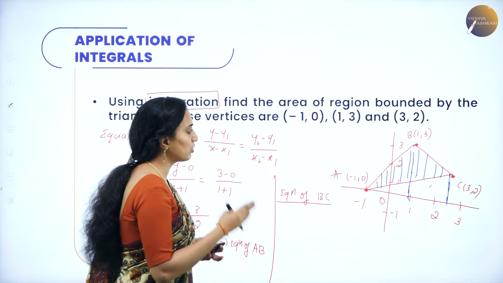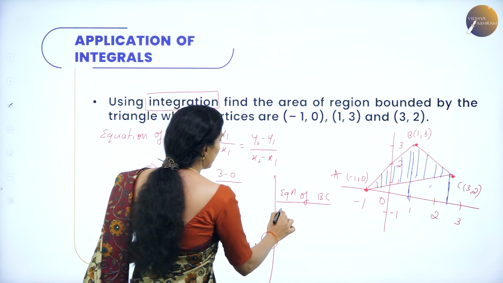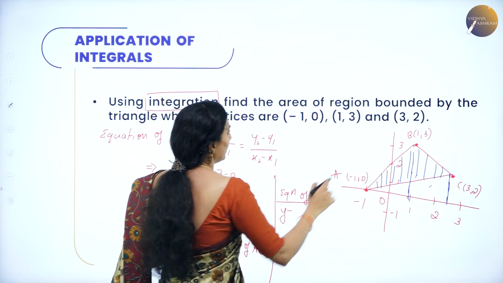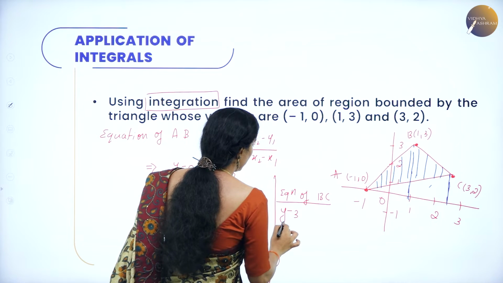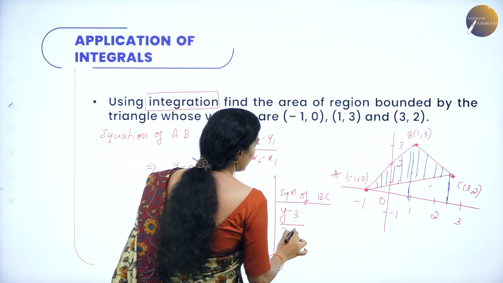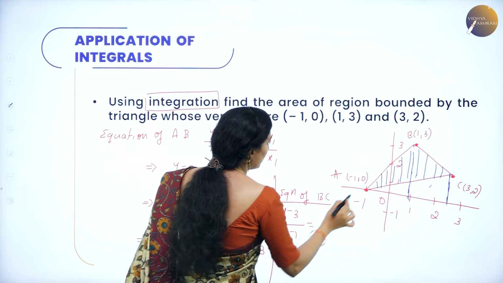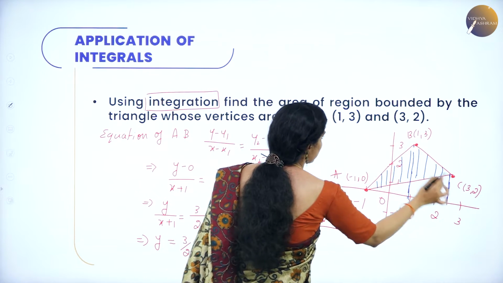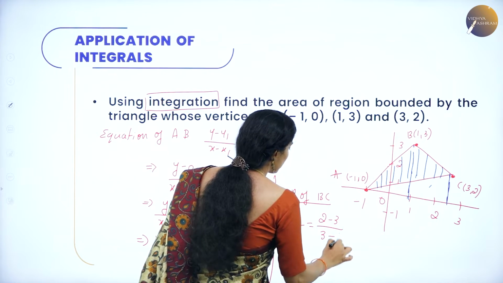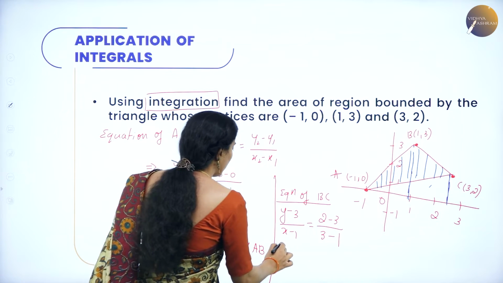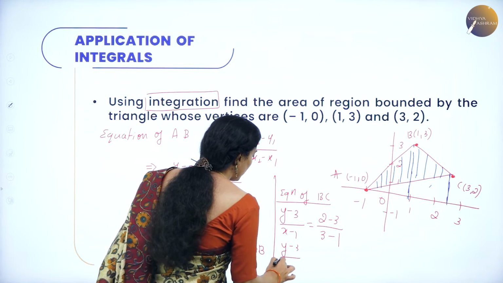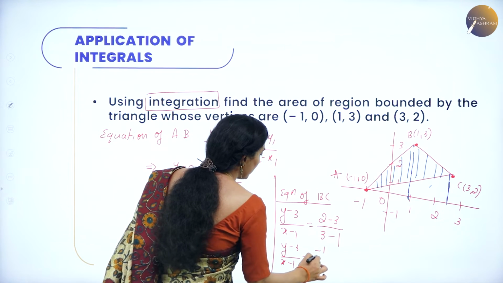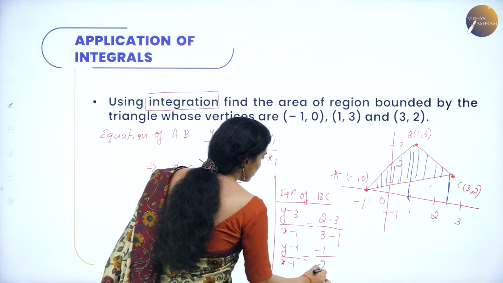Okay, equation of BC. So y minus y1, y minus 3, divided by x minus x1, which is x minus 1, is equal to y2 minus y1, 2 minus 3, divided by x2 minus x1, which is 3 minus 1. Let us solve this one. You are going to get y minus 3 divided by x minus 1 is equal to 2 minus 3, which is minus 1, divided by 3 minus 1, which is 2.